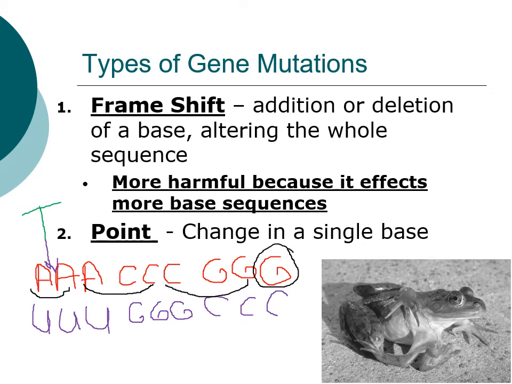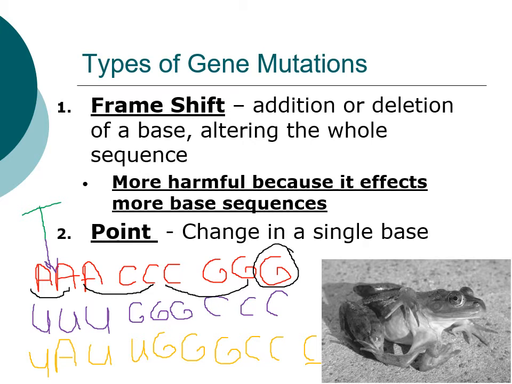So if I flip my code this time, my new code, I would have U, and then T goes to A, U, and then I would start with an A here, so then I would have U, G, G, and I would start with a C over here, so it would be G, C, C, and then I have a lonely C hanging at the end that's not going to do anything. So every single codon is messed up after that insertion.